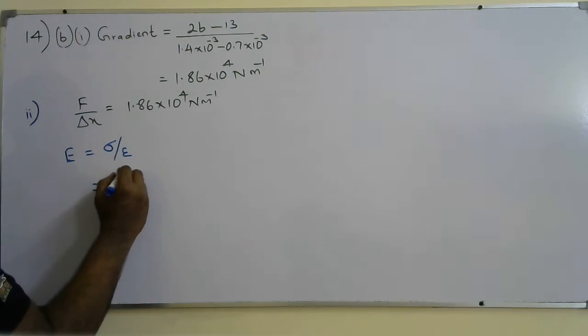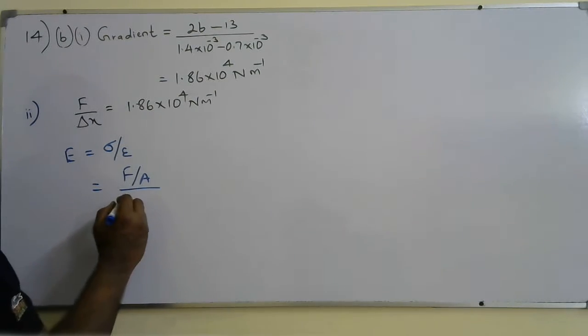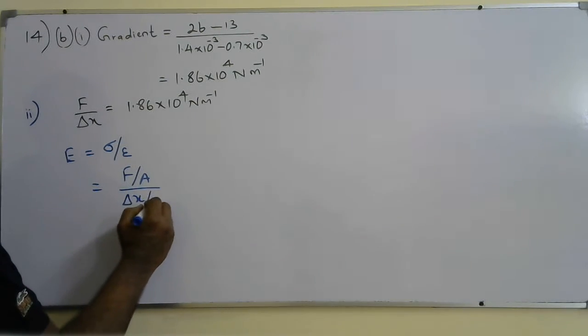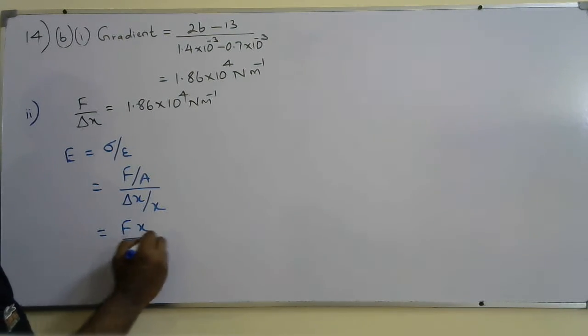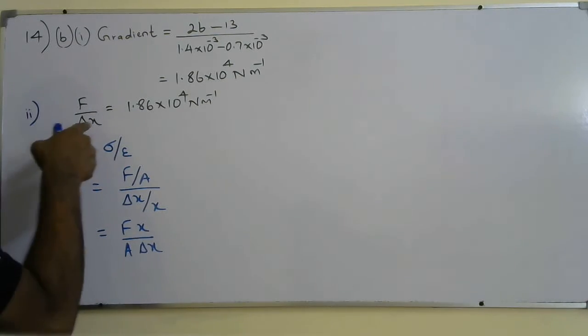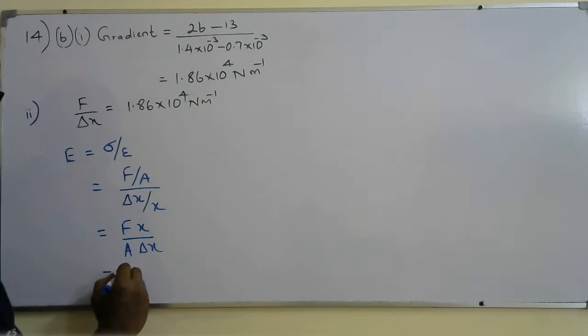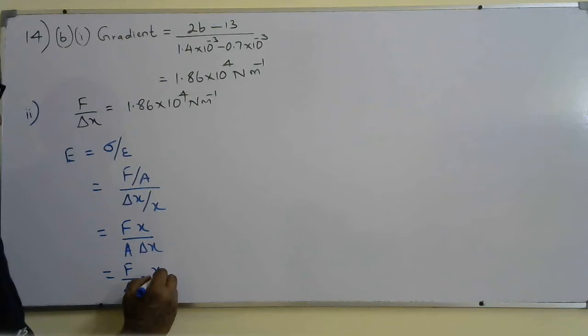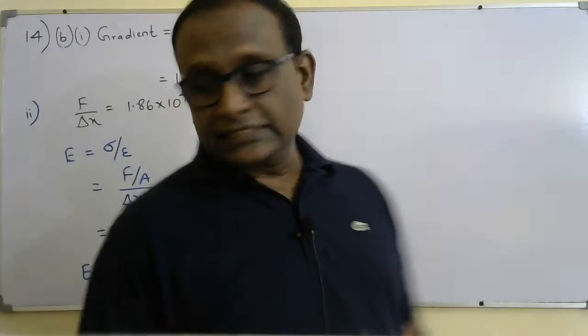Tensile stress means force over area, over tensile strain means extension over original length. So that will be Fx over A delta x. I will rearrange it such that I get the gradient. So this I am going to write F over delta x times x over A, that is E. I hope you understood the rearrangement, simple algebra.